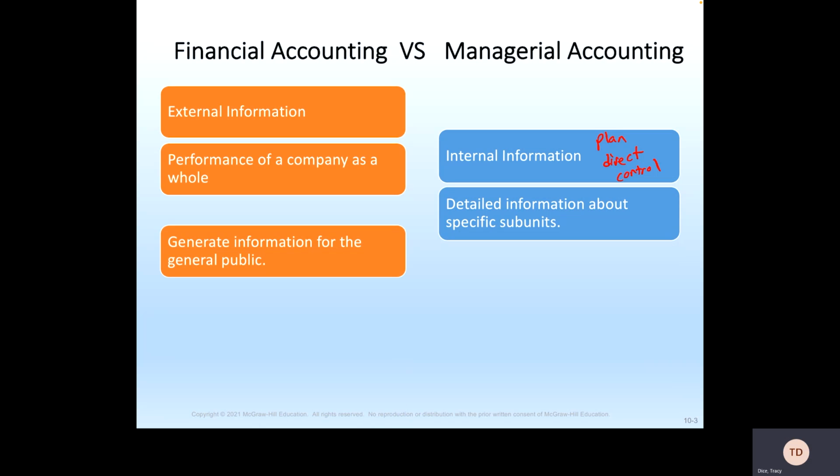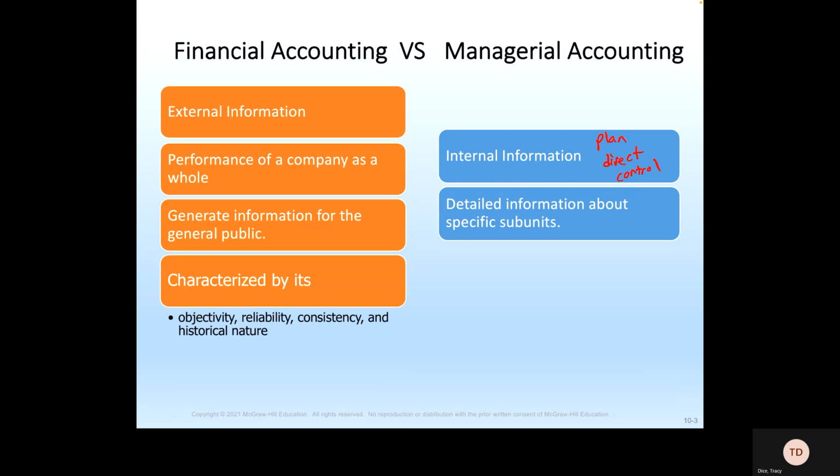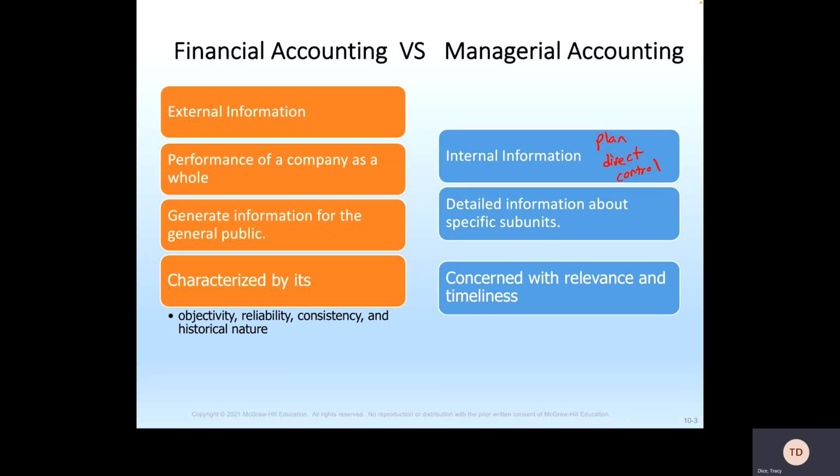Financial accounting is used to generate information for the general public, and it is characterized by its objectivity, reliability, consistency, and historical nature. When we're looking at managerial accounting, we're typically more concerned with relevance and timeliness. We're not really looking at, is it consistent? Is it 100% reliable? It might just be, we need this information right now. What are our balance sheets saying right now? What's our income statement saying right now? What do we see right at this moment?